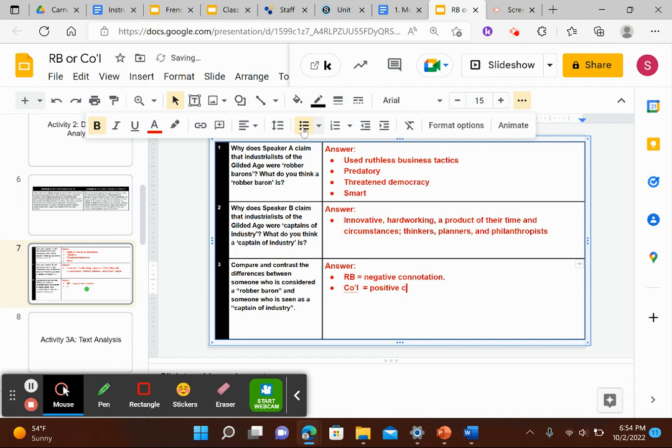It has a positive connotation. This idea that they might have done some things that were questionable, but ultimately it benefited us in the United States. It improved our economy, it improved our way of life, it improved our standing as a nation.